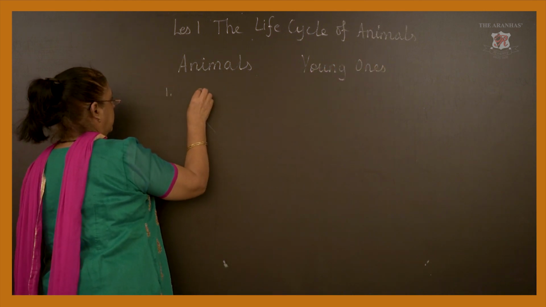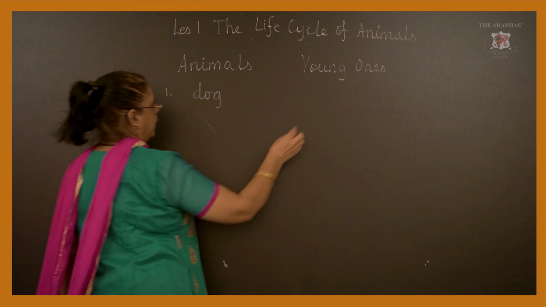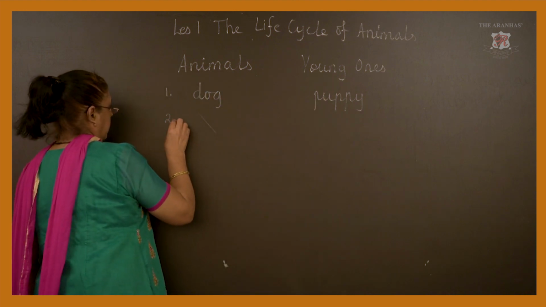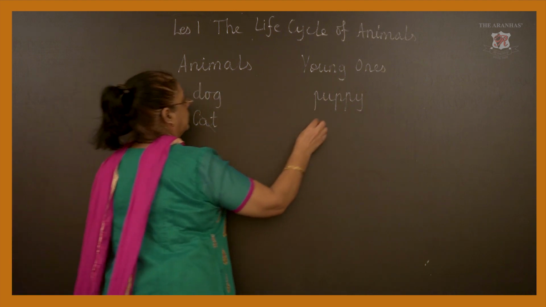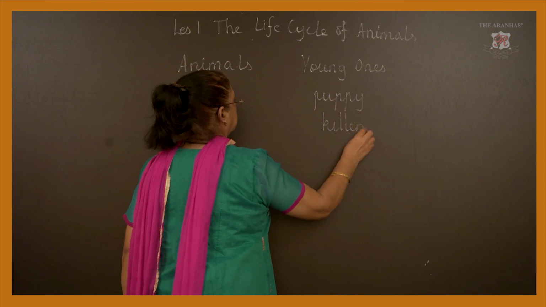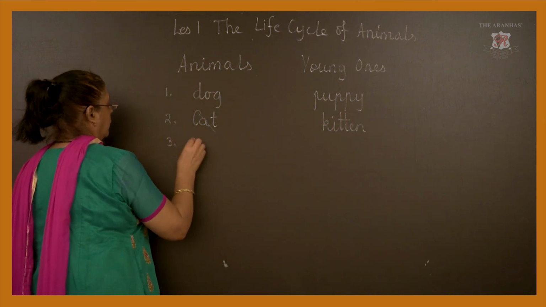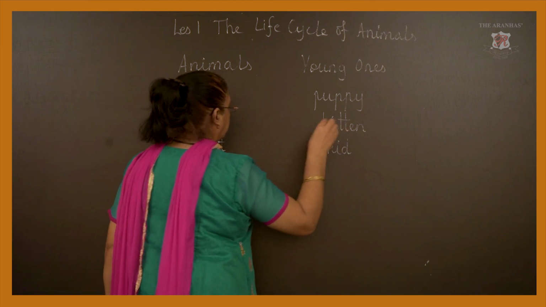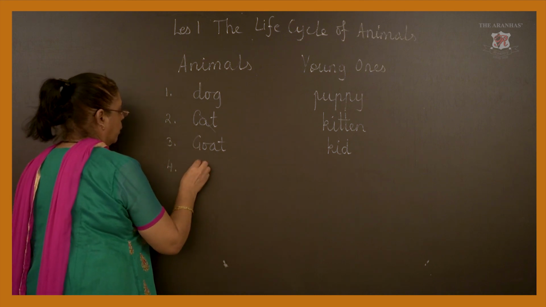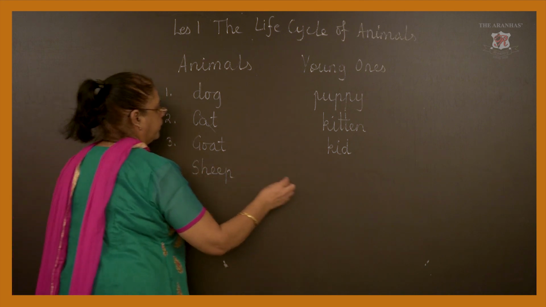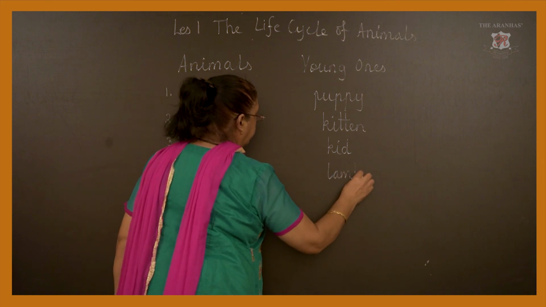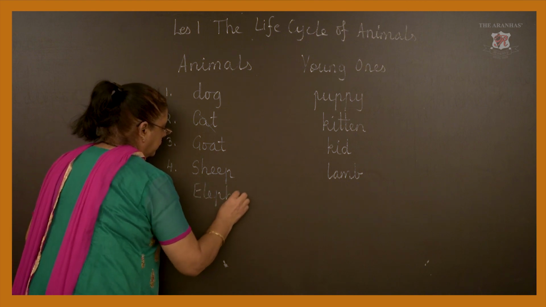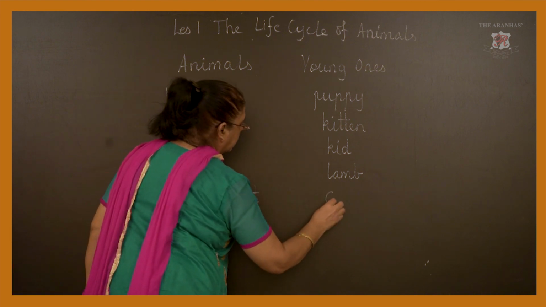The first one which we have learnt is dog, and the young one of that dog is puppy, cat, kitten, goat, kid. Now I will tell you some more. Sheep, the baby of the sheep is lamb. Then we have elephant, it is calf.